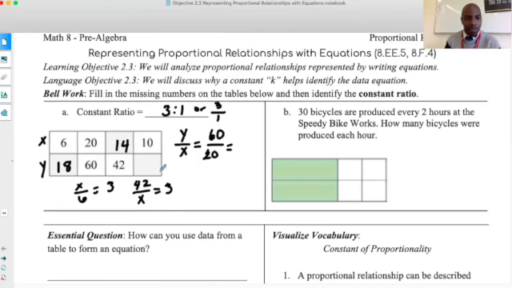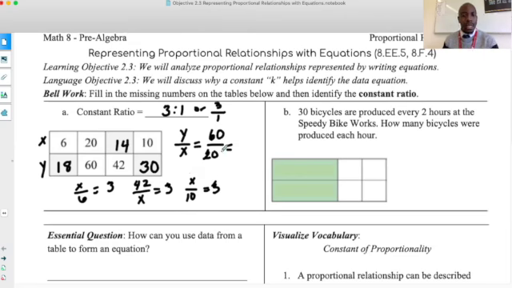And lastly, we find the last number similar to how we found the first number. x over 10 has to equal 3, and we're saying to ourselves, what number divided by 10 is going to give us 3? Or you multiply the denominator times our constant, and we get 30. So that's how we fill in the information on the first table.